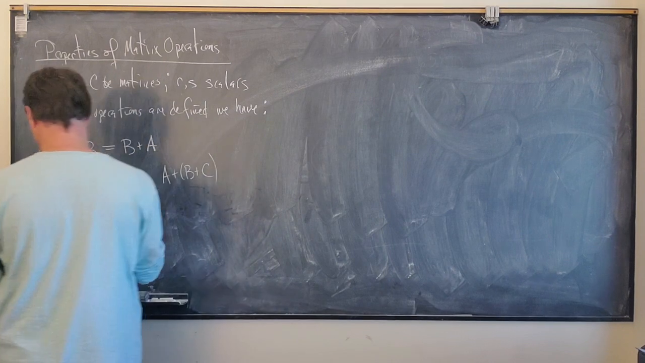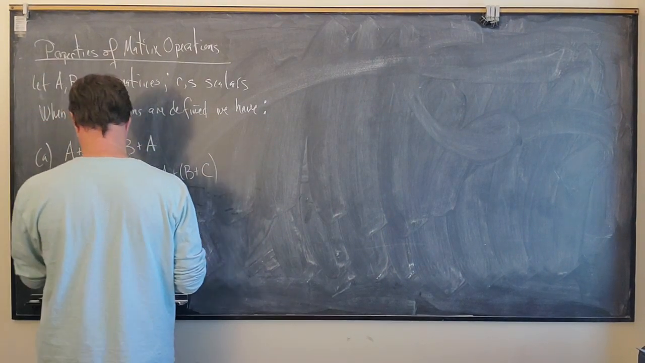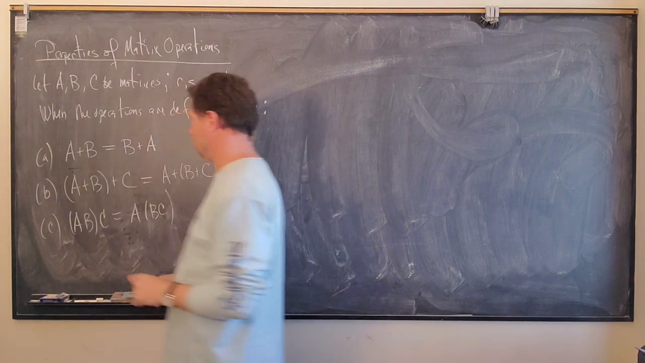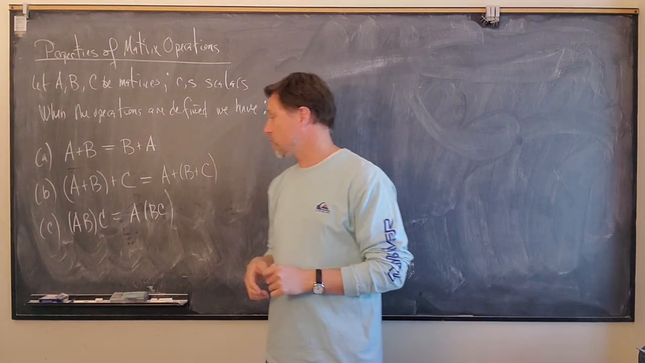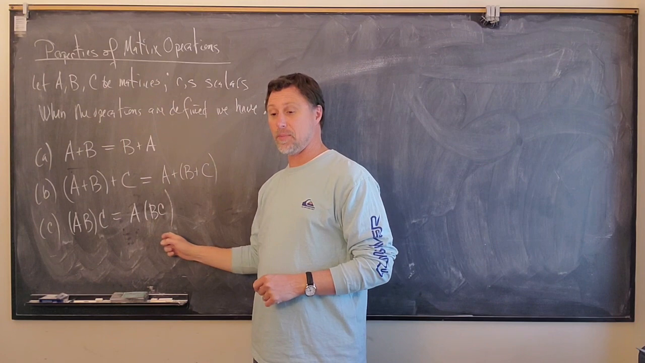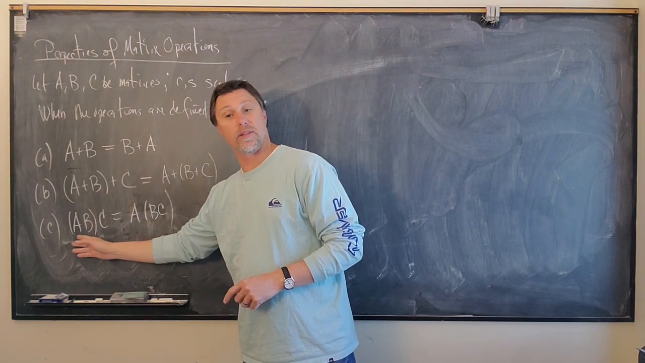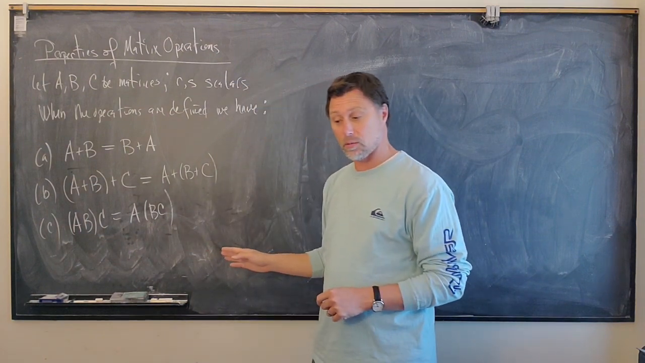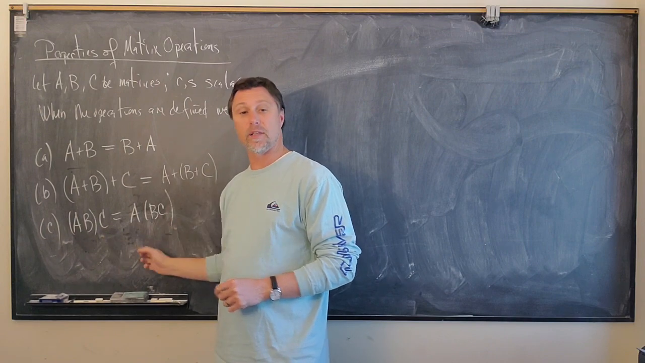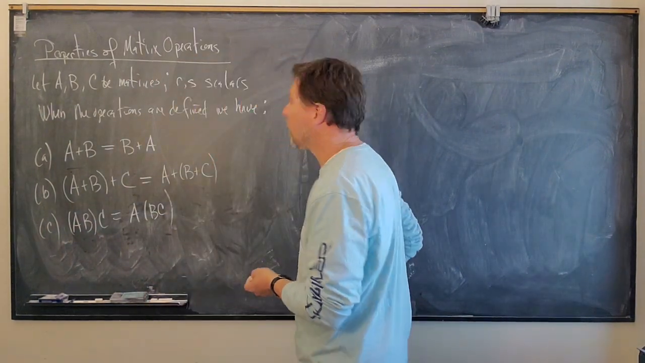Property C goes like this. Multiplication is also associative. So AB times C is equal to A times BC. Now remember, the dimensions of these matrices will have to work out so that the multiplications are all defined. In the case that these multiplications are defined, it's okay to slide the parentheses around. Right, so that's associativity.